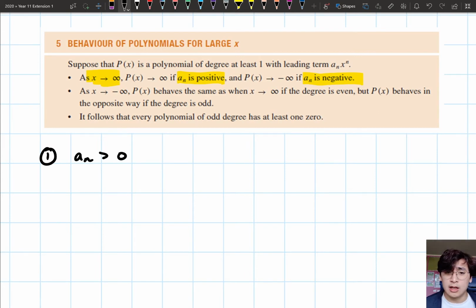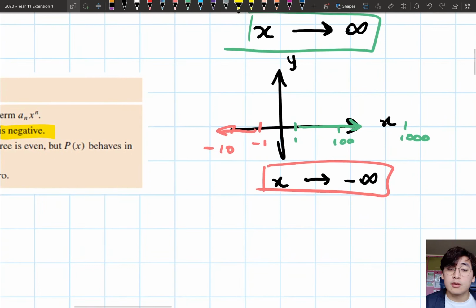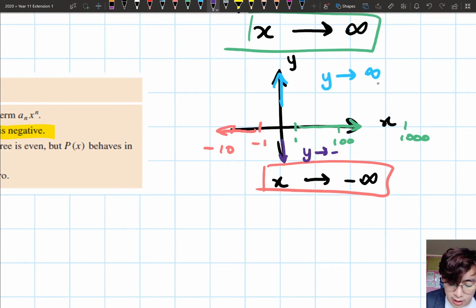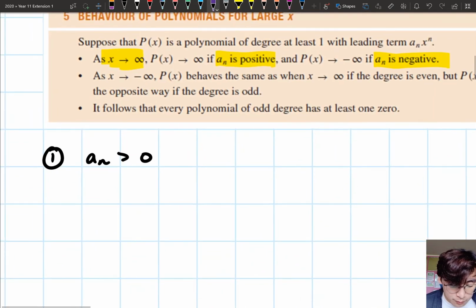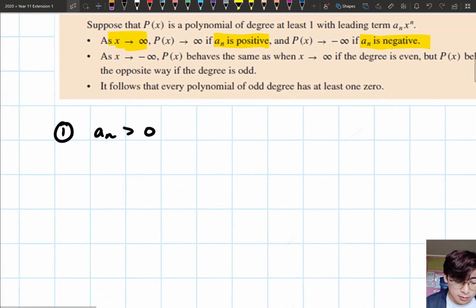P of x goes to infinity. Now, p of x is just your polynomial. P of x is another way of thinking of the y value. Now, if we have a look at our Cartesian plane, if y goes to infinity, which way are we going? That means we're going up. So here, if we're going up, that means y goes to infinity. And the other direction, that's y goes to negative infinity. So if a n is positive, that means as x goes to infinity, p of x goes to infinity. So it gets bigger and bigger and bigger.